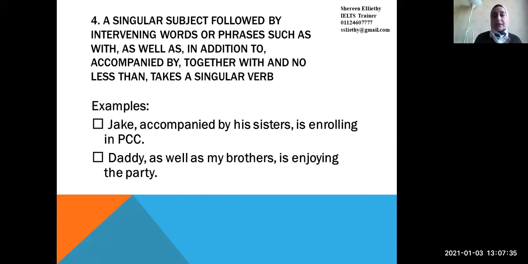But Jack, accompanied by his sisters, is, because here is is the verb for the subject Jack. Very good. So again, a singular subject followed by intervening words or phrases such as with, as well as, in addition to, accompanied by, together with, no less than takes a singular verb. Daddy, as well as my brothers, is enjoying the party. I know that maybe you thought for a moment, are enjoying the party. No, because I'm using this verb for the subject daddy.